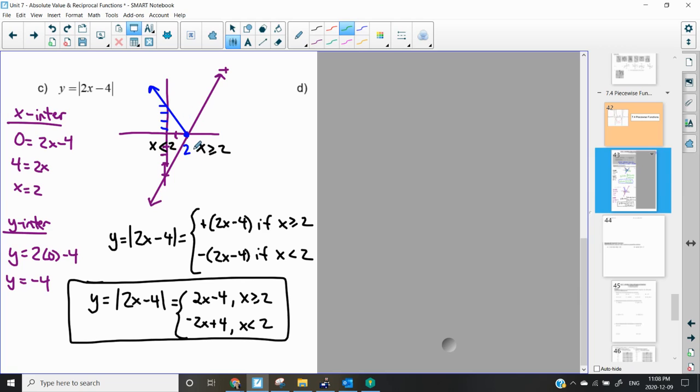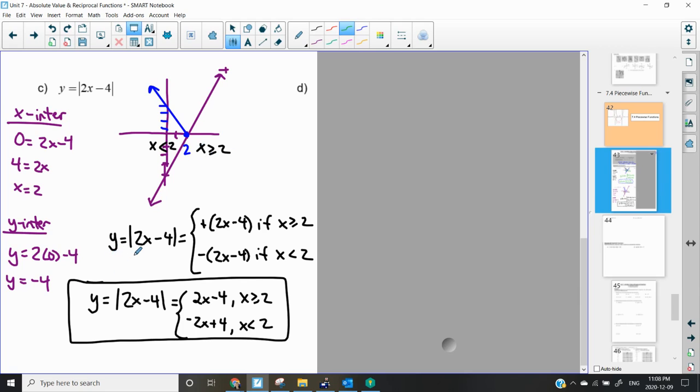And so when the x values are greater than or equal to 2, that part of our graph is positive. Or you can think about it in the reverse, is that our graph is positive when all of our x values are greater than or equal to 2. Now our graph is negative when all of our x values are less than 2. So remember, we're always putting the equal to sign with our positive part of the function.